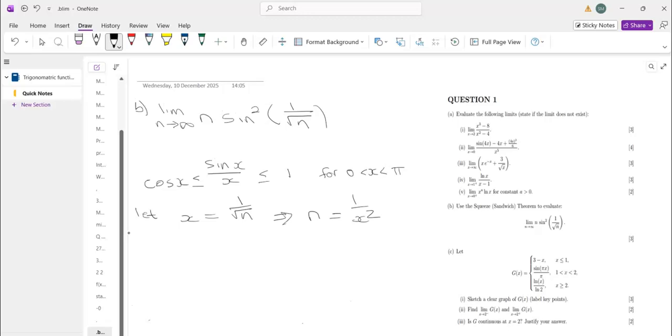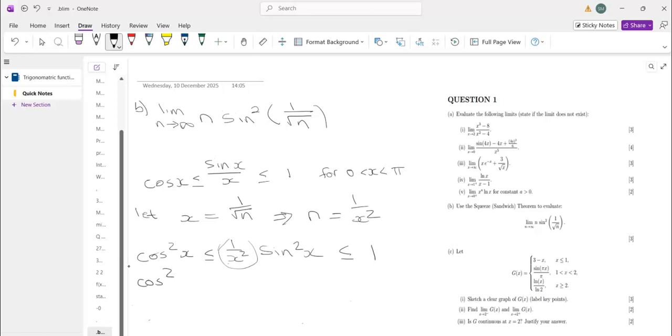square both sides. So we're going to have cos squared x is less than or equal to sine squared x over x squared, which is less than or equal to 1. The square root of 1 is just 1. So from here you can see that 1 over x squared is equal to n. So we can go back and substitute.